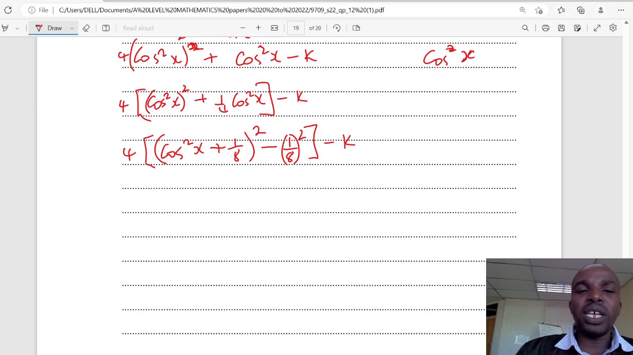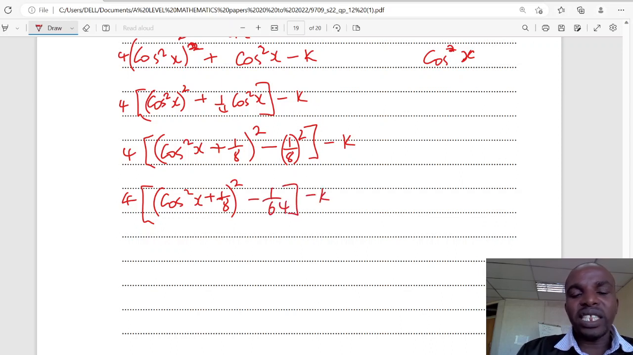Then this part, it will be cos squared x, then plus half of 1/4 is 1 over 8, then squared. Then minus half of this one squared, then minus k. That's the completing the square method, right? It's easier that way. Then it will be cos squared x plus 1 over 8, then squared, then minus 1 over 64 minus k. Then you remove the bracket, it will be 4, then cos squared x plus 1 over 8 squared, then minus 1 over 4 into 64 is 16, then minus k.